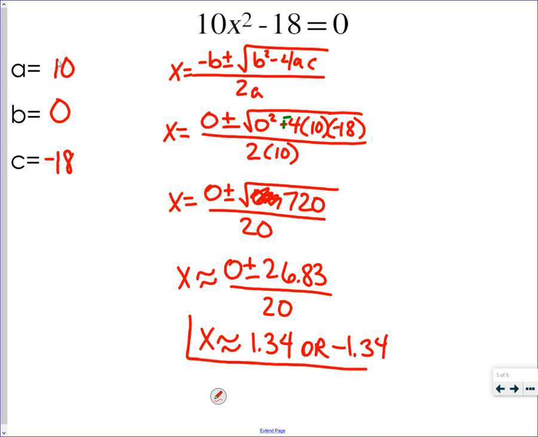Sometimes we even write this kind of an answer. By the way, that's what I would expect to see. But we do sometimes write this as plus or minus 1.34, just because it's the positive answer and it's the negative answer.